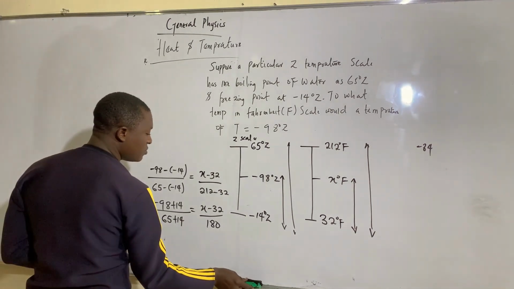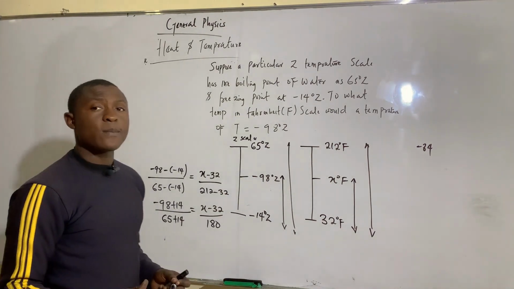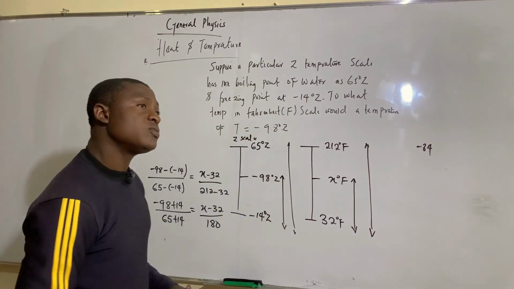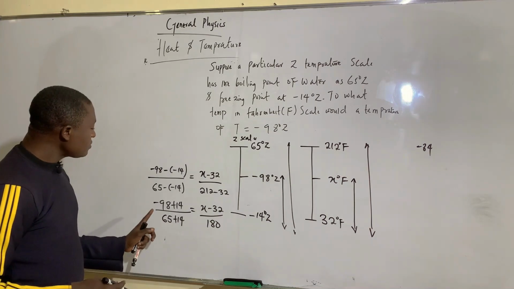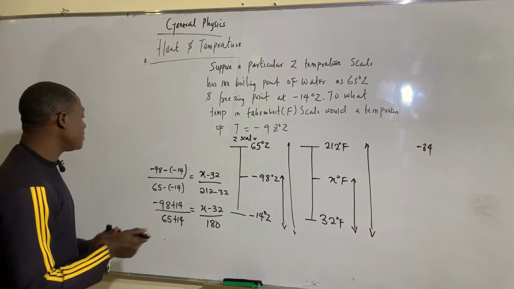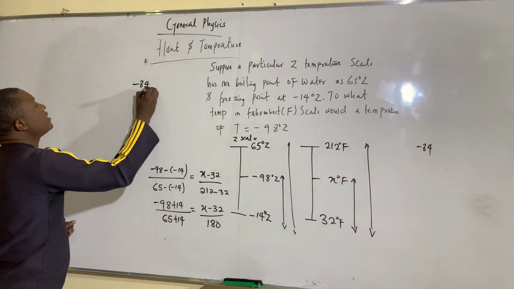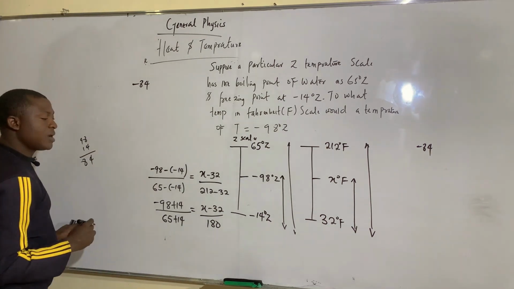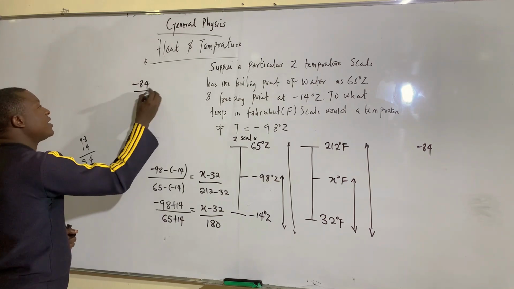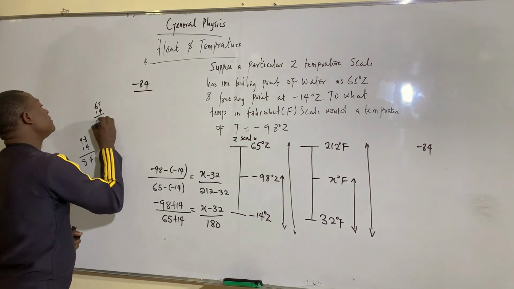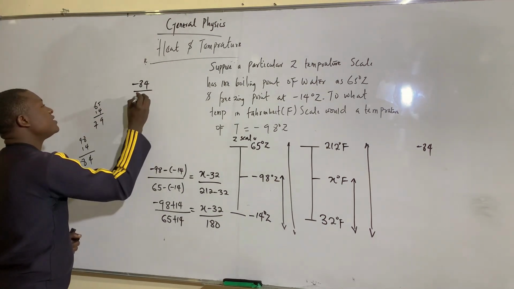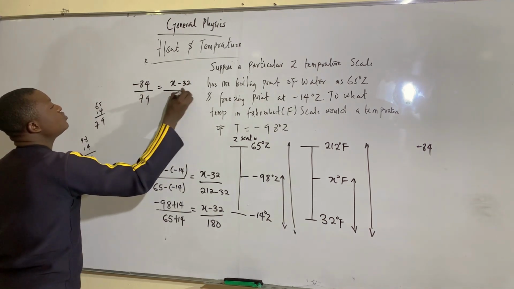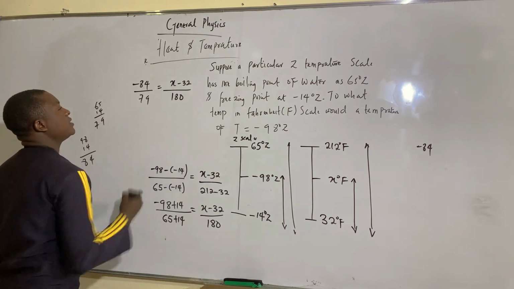Just master the scale. What is important here is the scale. Once you master the scale, either Celsius or Kelvin or Fahrenheit, just try to master the scale. So now, minus 98 plus 14, we have minus 84. So now, divided by 65 plus 14. So here we have 79 is equal to x minus 32 divided by 180.